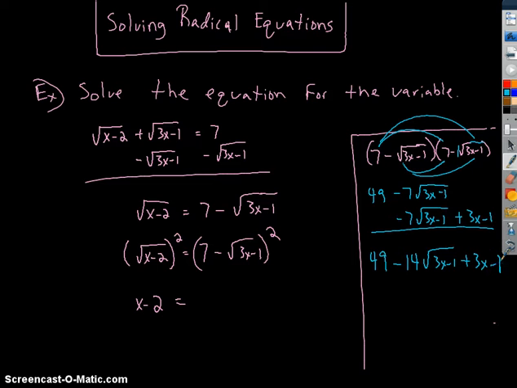So that's what it is. So on the left side, x subtract 2, and on the right side, we have 49 subtract 14 square root of 3x subtract 1 plus 3x subtract 1. There are other ways you can square binomials that can save you some work here. This always works. There's a rule for squaring binomials.